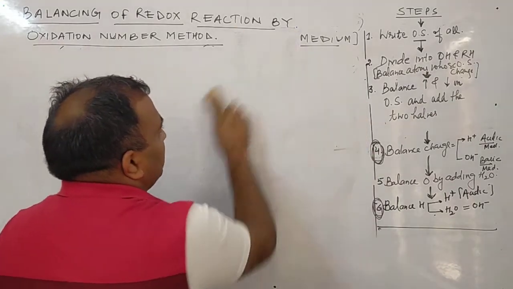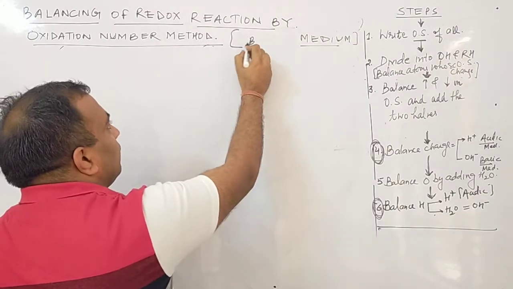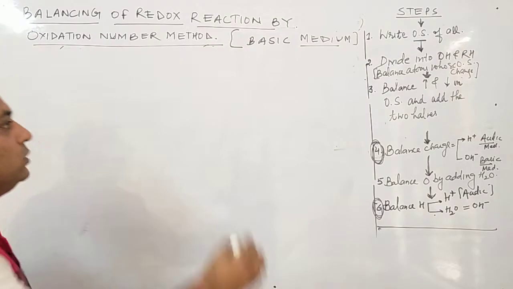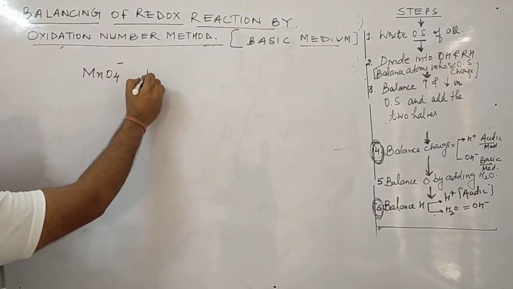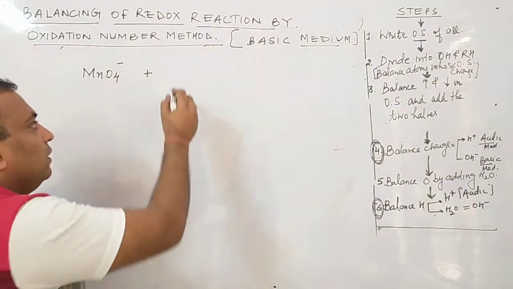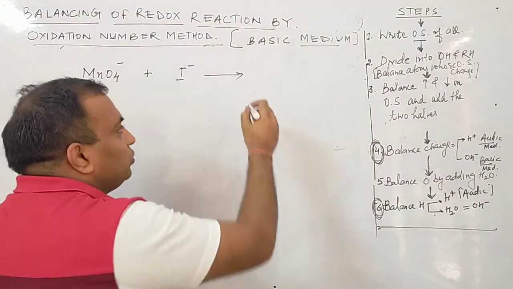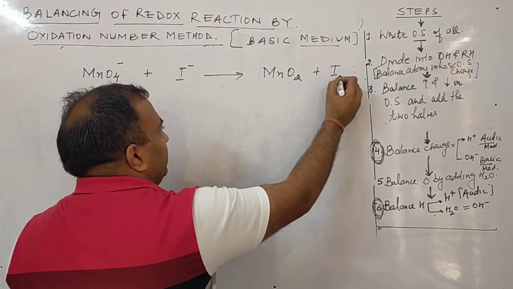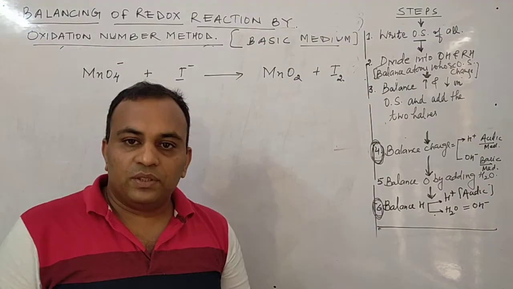Now we will do one reaction in basic medium also. In place of acidic medium, we will do the reaction now in basic medium. And the reaction that I will use, MnO4 negative plus I negative gives you MnO2 plus I2. Okay. So again beta we have to apply same steps.